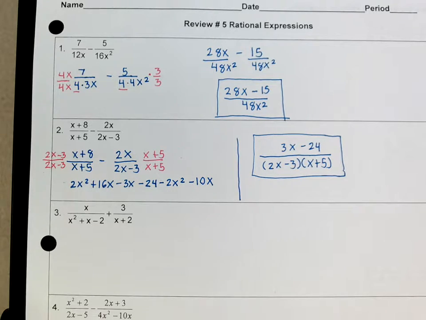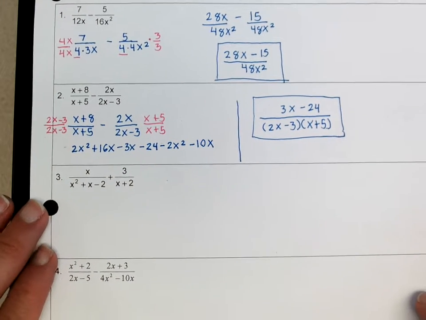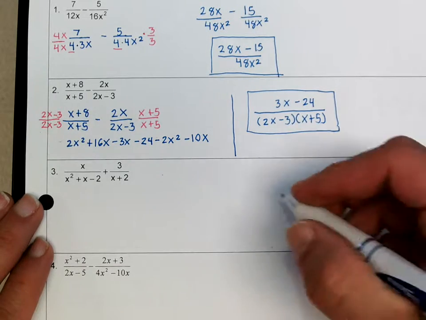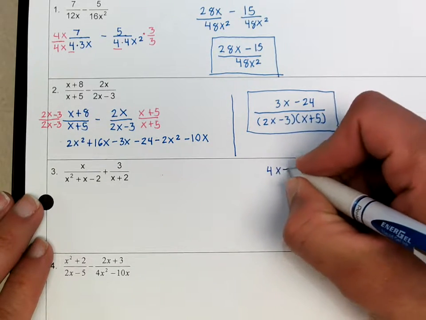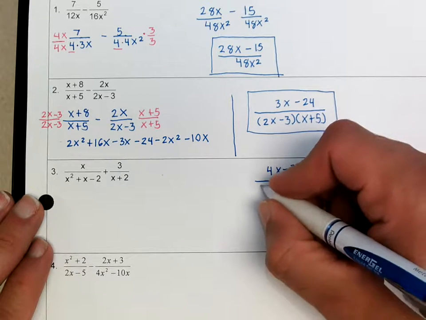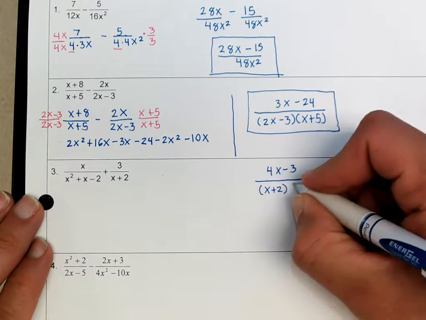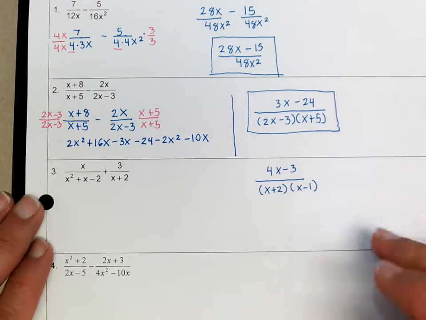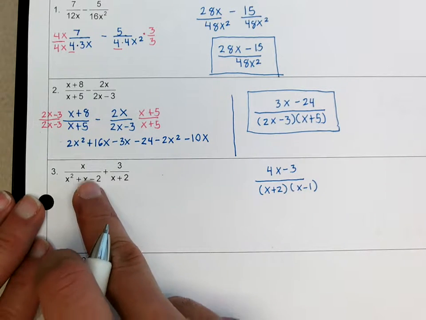I'm going to go ahead and just show you what the answer is for number 3. Number 3 is going to be (4x minus 3) over (x plus 2)(x minus 1). So make sure you can get there. Okay, don't forget to factor this.